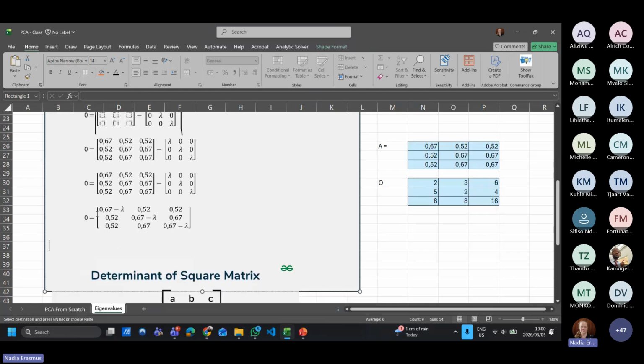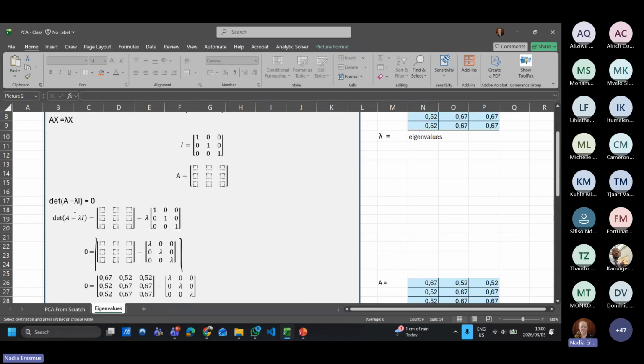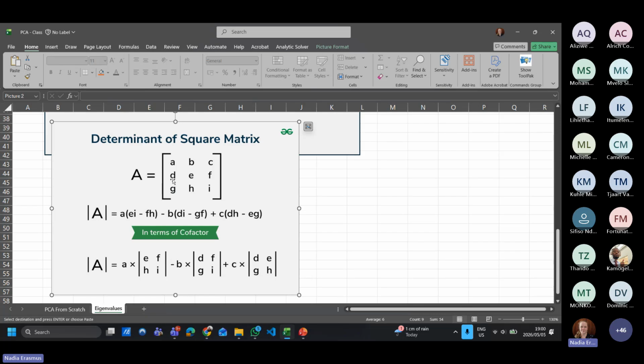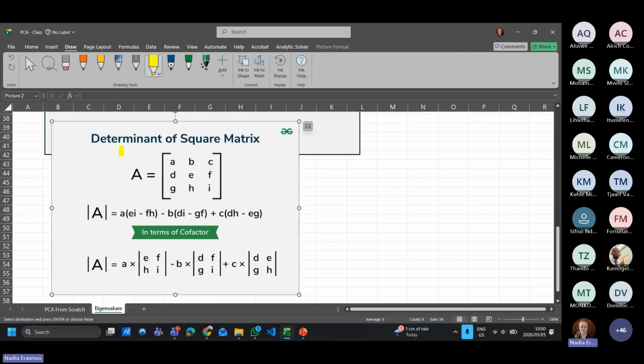Okay, so now that we have our matrix, we're going to get the determinant of the square matrix. So we're going to get the determinant now of the matrix that we calculated. How do we get that? So I'm going to show you how. You have your first value multiplied by what's left. So you have your first value, then you have this little square left.